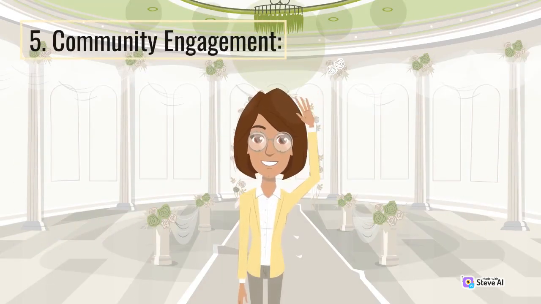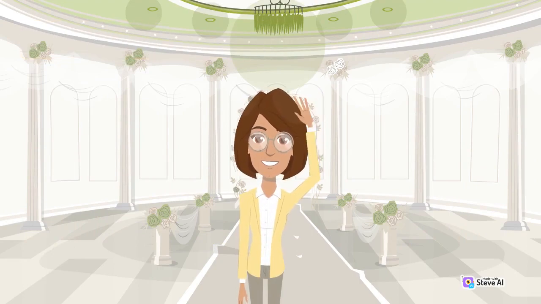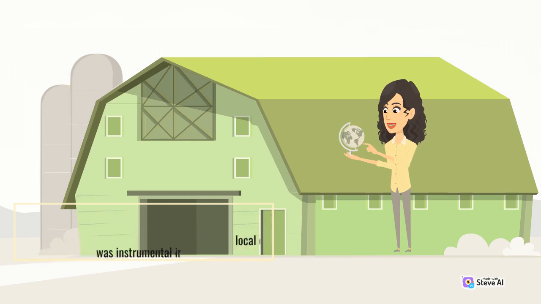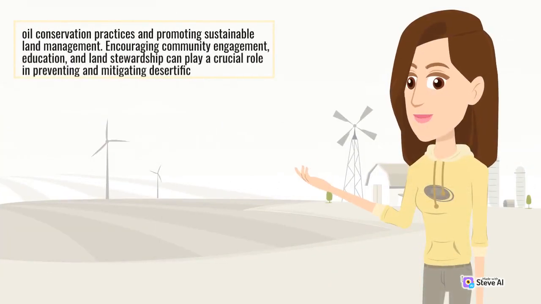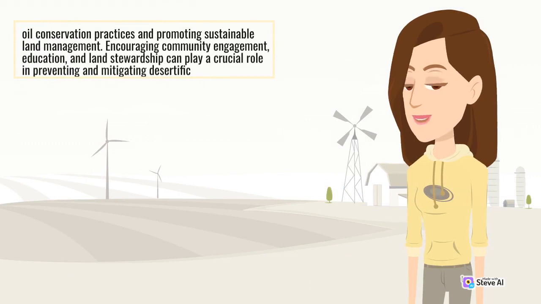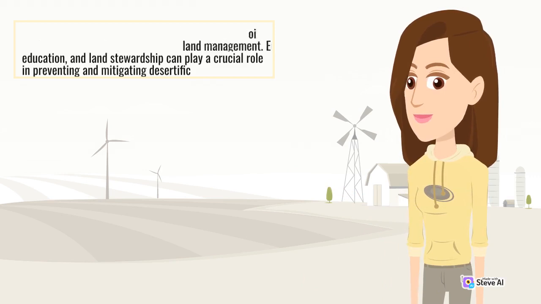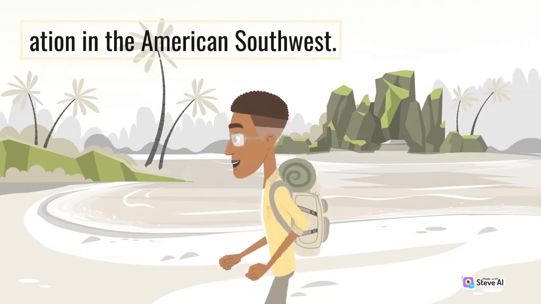5. Community engagement. The Dust Bowl prompted a shift in public awareness and initiated land rehabilitation efforts. The involvement of local communities, farmers, and government agencies was instrumental in implementing soil conservation practices and promoting sustainable land management. Encouraging community engagement, education, and land stewardship can play a crucial role in preventing and mitigating desertification in the American Southwest.